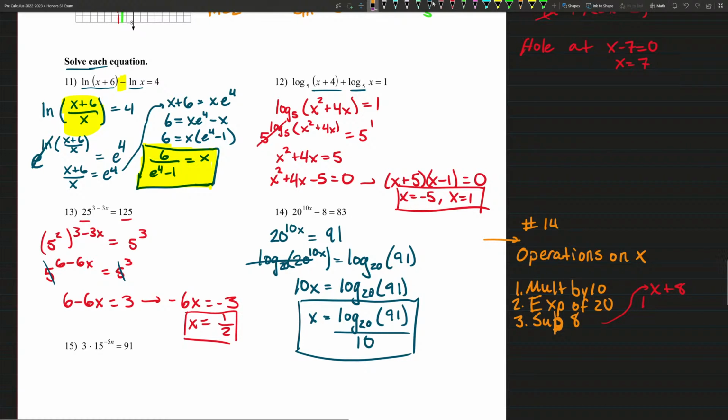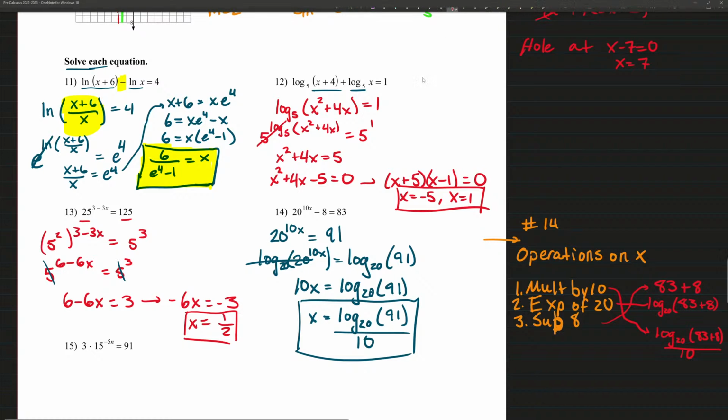I guess it shouldn't be x, it should be 83. So 83 plus 8. And then we divide by 10. So we're listing operations on x. We're inverting the operation and reversing the order. Then if you do that, that gives you the directions to solve for x.